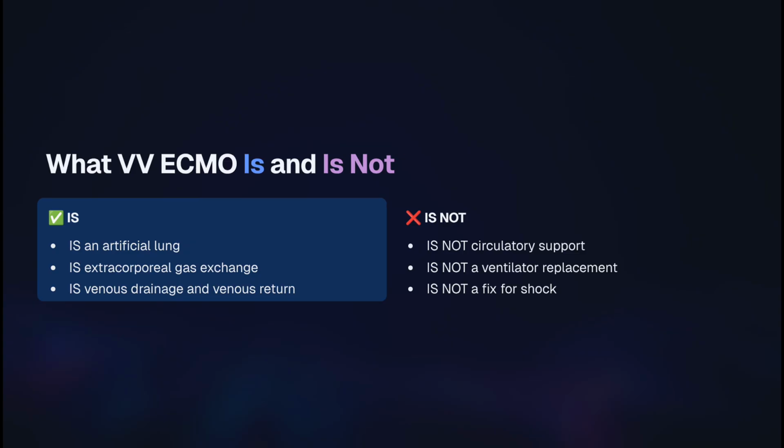It does not generate mean arterial pressure. It does not augment cardiac output. It does not fix shock. If your patient is hypotensive on VV support, the circuit is not your solution. You must think in parallel. Manage the lung via the pump and manage the shock via the heart. Do not let the machine's presence cloud your clinical logic. Think in parallel, not in panic.